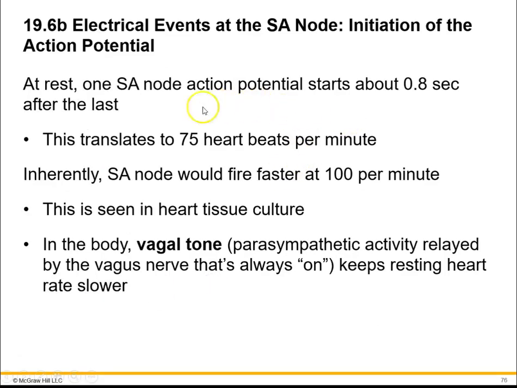Okay, at rest, one SA node action potential starts about 0.8 seconds after the last. So this is going to equate to about 75 heartbeats per minute. However, if you were to take SA nodal cells and grow them in culture and watch them beat, they would fire faster. They would fire at about 100 beats per minute. However, in the body, remember, we have vagal tone. This is that parasympathetic innervation that's kind of always on. And so this dampens down our resting heart rate and makes it a little bit slower.